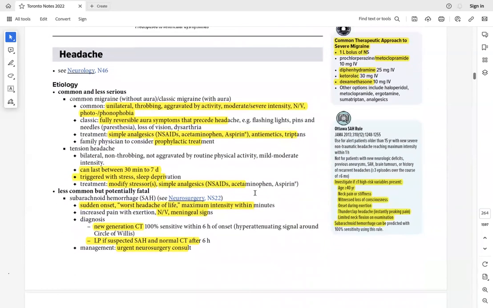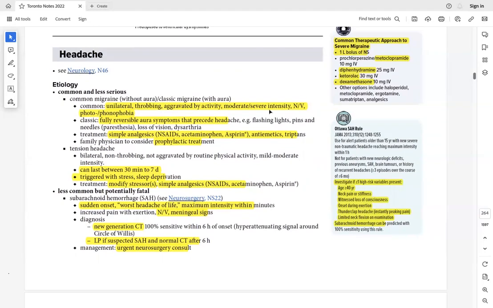Next, we have headache. Okay. For headache, there can be different causes. Most common is migraine. A patient with a history of migraine is now presenting with acute, very severe pain in the emergency department. What do we have to do? Start the patient on bolus normal saline, metoclopramide, diphenhydramine, ketorolac, or dexamethasone. This is the treatment of severe migraine in the emergency department.